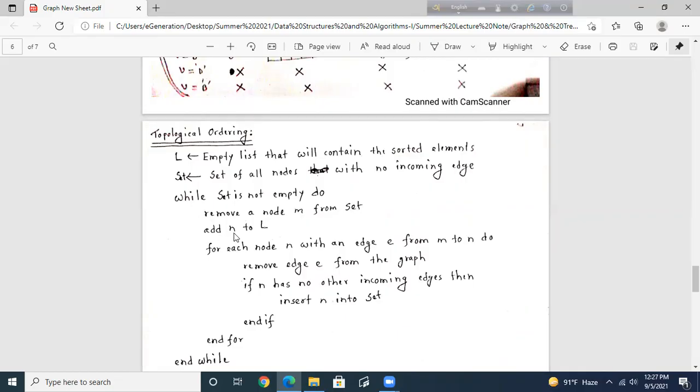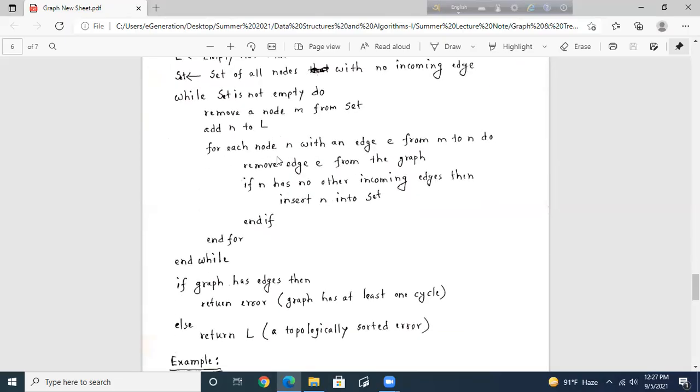Mistake: last class I told you there is a mistake. It should be M, not N. Here I mistakenly wrote N, but it should be M. Add M to L. That means you have to add M to the topological order.